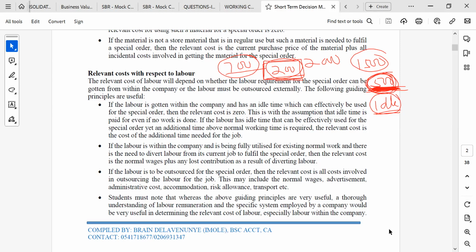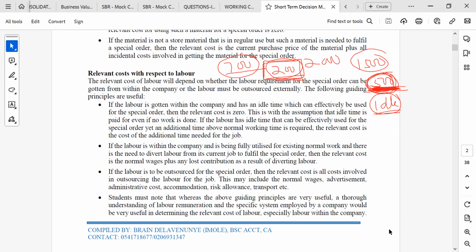So if the company has a spare capacity and the people are being paid for idle time, then the relevant cost is zero, because whether they work or not, they will still be paid for the idle time. This is with the assumption that the idle time is paid for even if no work is done. The labor has idle time that can be effectively used for the special order, yet an additional time above the normal working time is required. The relevant cost is the cost of the additional time needed for the job. I've done that, which is 200 hours now.